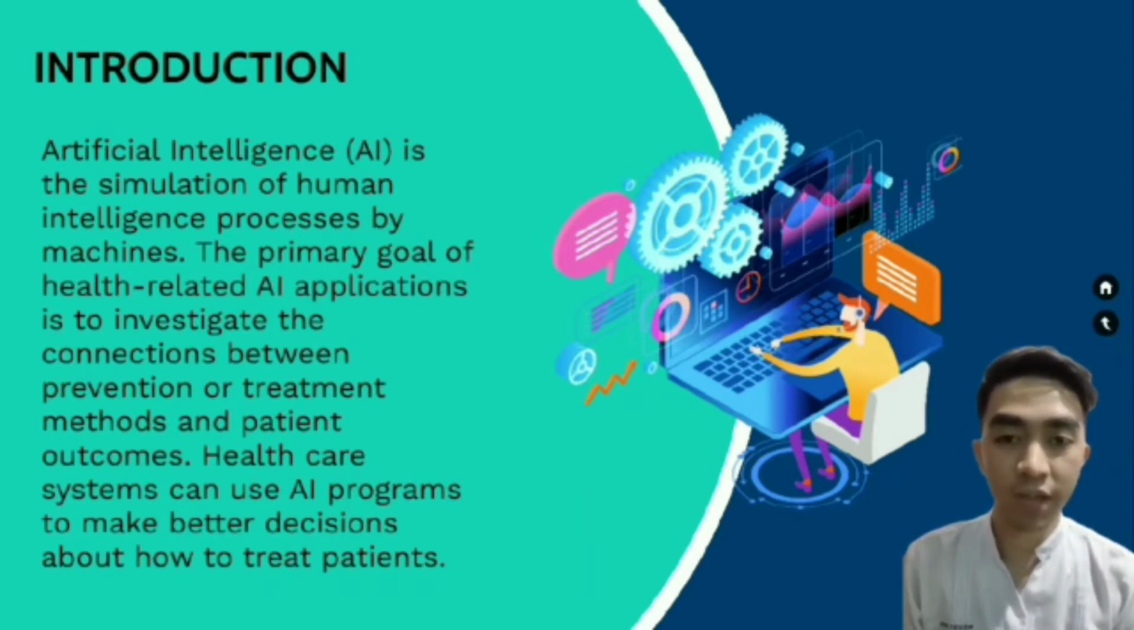What distinguishes AI technology from traditional healthcare technologies is its ability to collect and gather data, process it, and provide a well-defined output to the end user. AI accomplishes this through the use of machine learning algorithms and deep learning. The primary goal of health-related AI applications is to investigate the connections between prevention or treatment methods and patient outcomes. AI programs are used in a variety of practices, including diagnosis, treatment protocol development, drug development, personalized medicine, and patient monitoring and care.